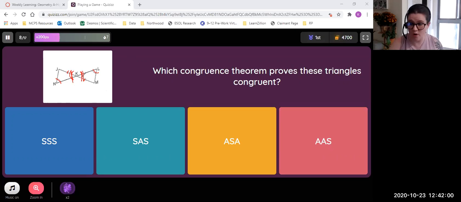So the question is the side between the angles? No. This is the angle. I'm going to erase it so I see better. This is the angle, and this is the other angle. This side is not between them. So that is why it's angle angle side.